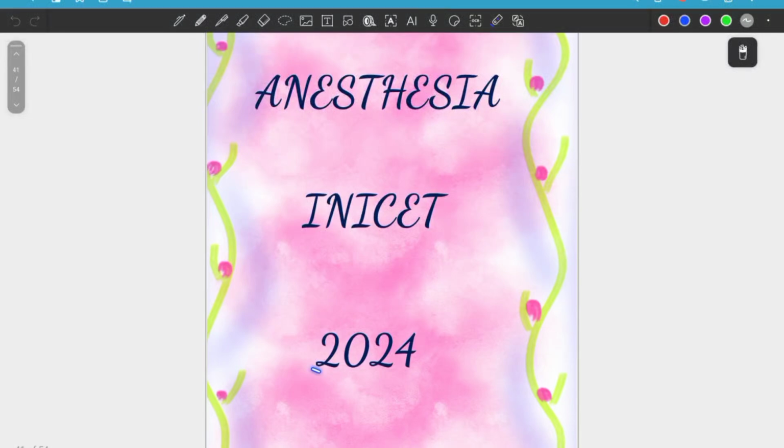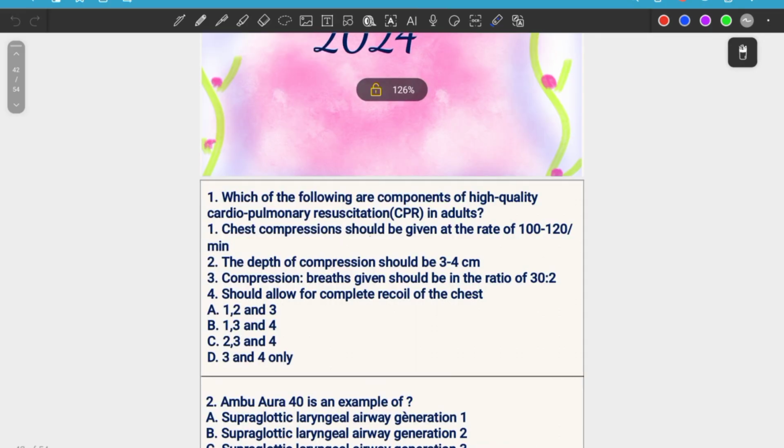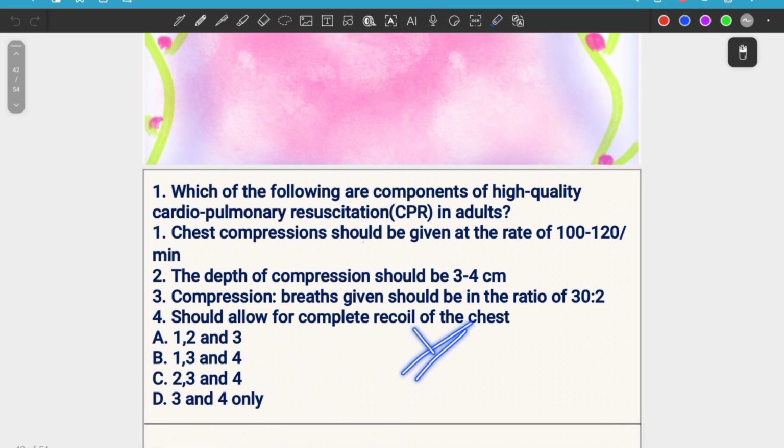Let's start the Anesthesia INICET 2024 paper. First question, this is a repeated question. Yes, questions on ACLS, BCLS, emergency care support, everything is important.